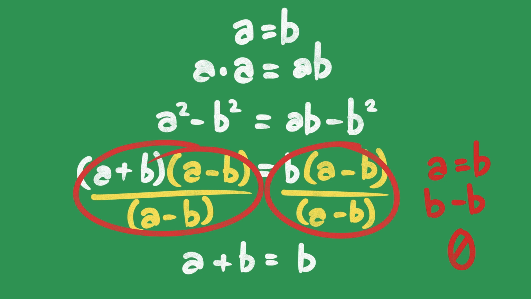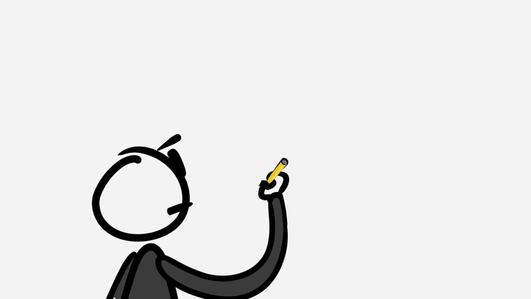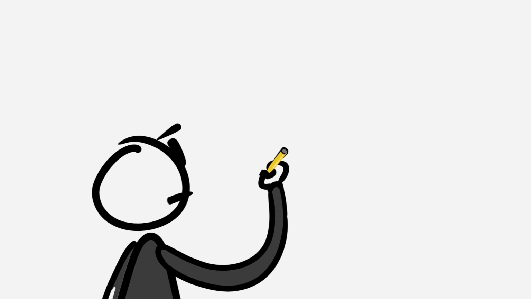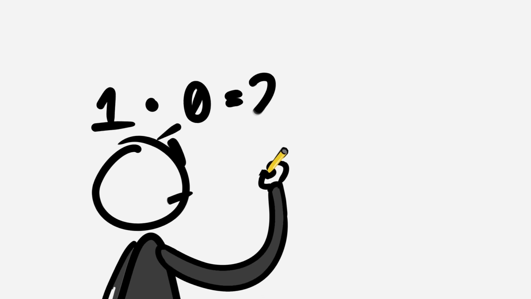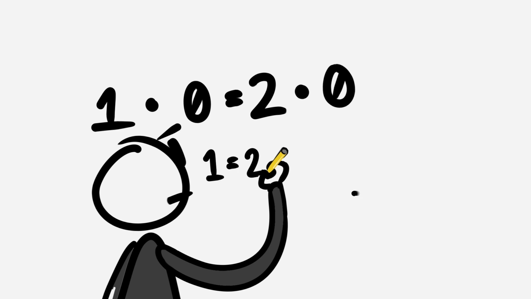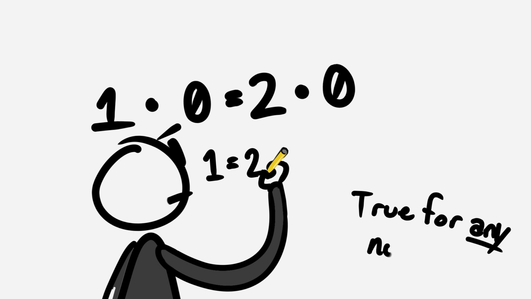But why does this happen? The exact reason you can't divide by 0 might seem unclear. In this problem, you're saying that 1 times 0 equals 2 times 0. Therefore, 1 equals 2. But any number multiplied by 0 is 0, so this is false.